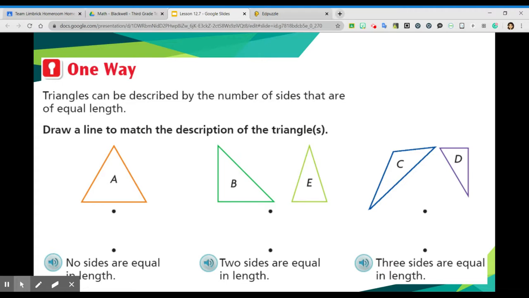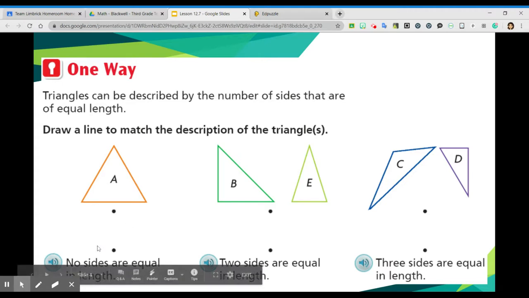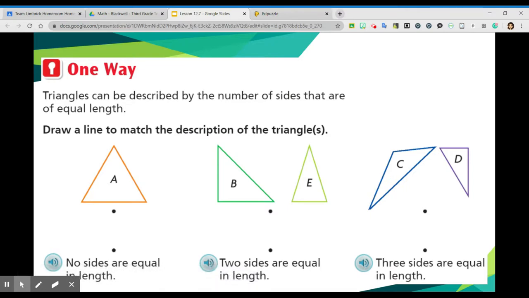So let's go ahead and look at this first one. It says that no sides are equal in length. Which set do you think is not equal in any length? Well, this one has all equal sides. See how it's balanced? So A is not it. B does have one side that's much longer, but their other sides are equal. And so are E's. These two are long and this one is short.